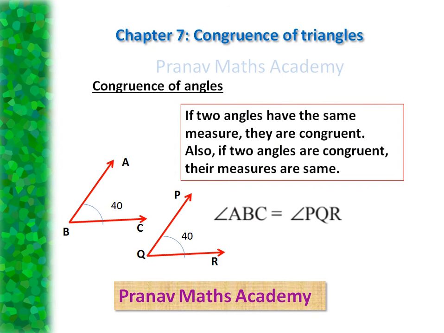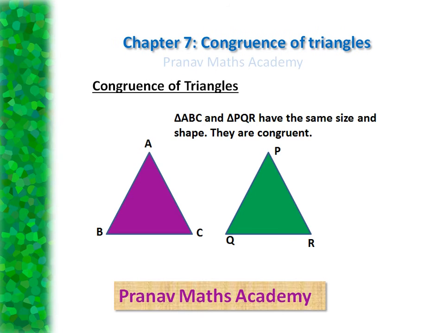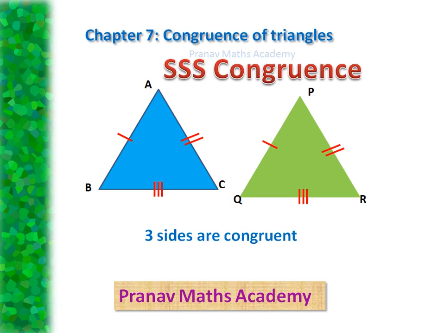Congruence of angle. If two angles have the same measure, then they are congruent. If two angles are congruent, then their measures are the same. Here two angles ABC and PQR are same. Congruence of triangle. Here ABC and PQR are two triangles. Here they have same size and same shape. Therefore, they are congruent triangles.